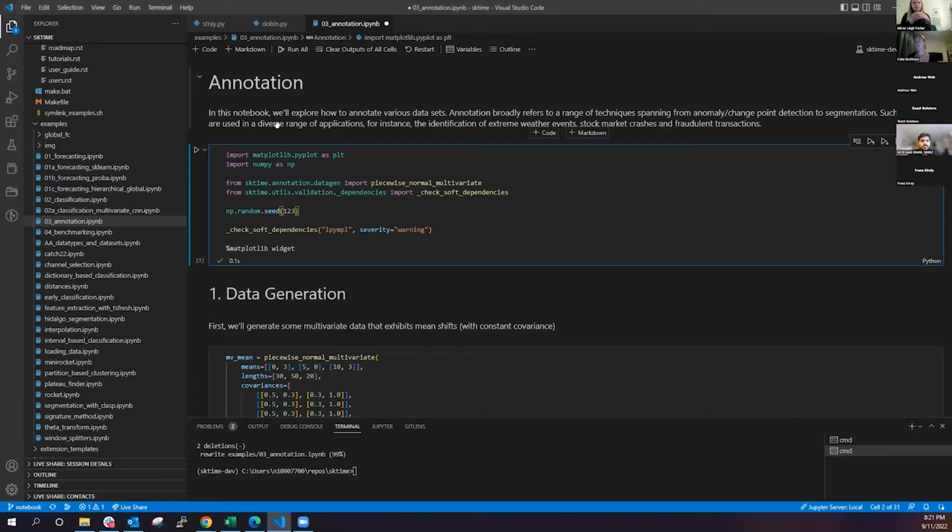So what is annotation? It broadly refers to a range of techniques from anomaly and change point detection to segmentation. And these types of techniques can be used in a broad range of applications.